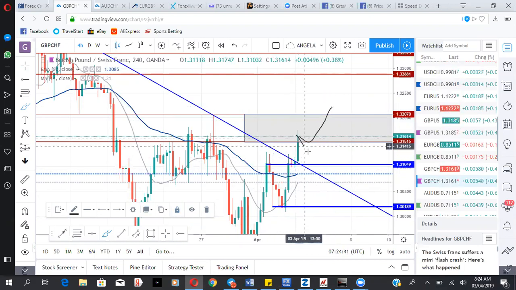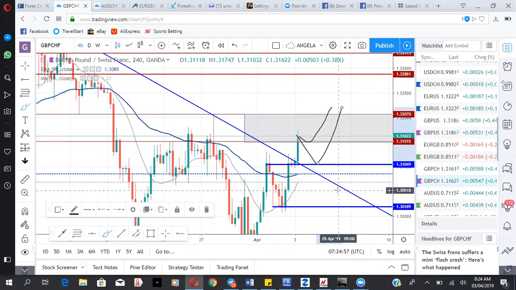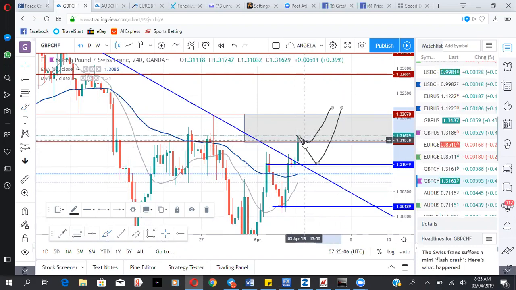But should price drop lower, as long as price stays above this 1.3104, then we may see a move higher on price. So that is what we may see play out on price. That's just what we may see for now. So for now, if you ask me, I would not be eager to engage a long position here. I would prefer to wait for a pullback.